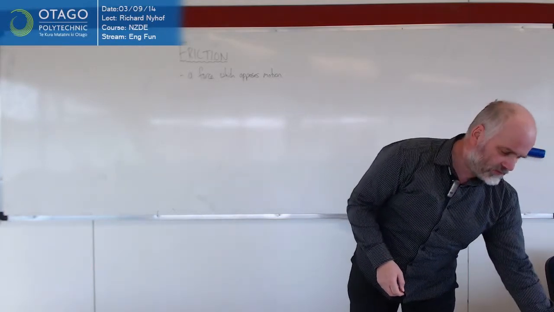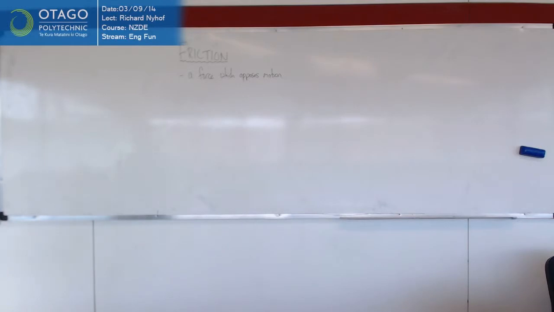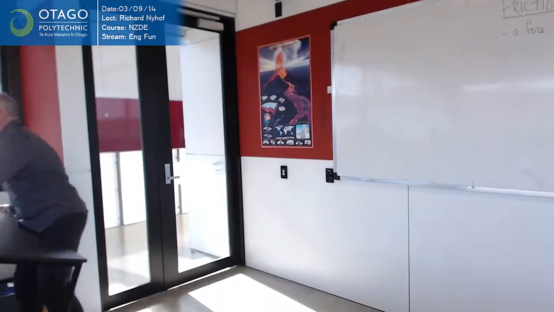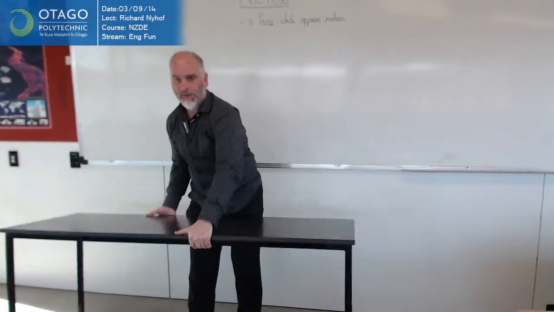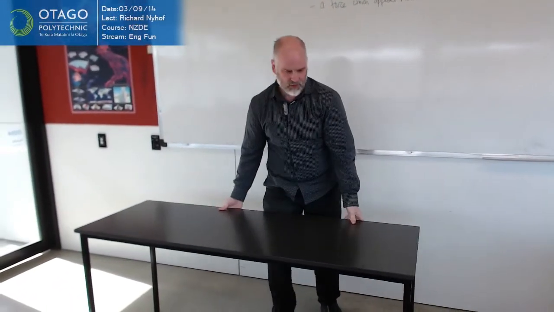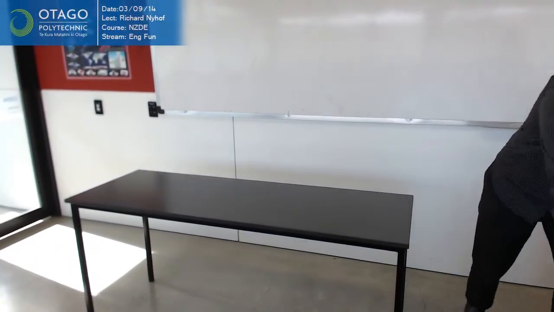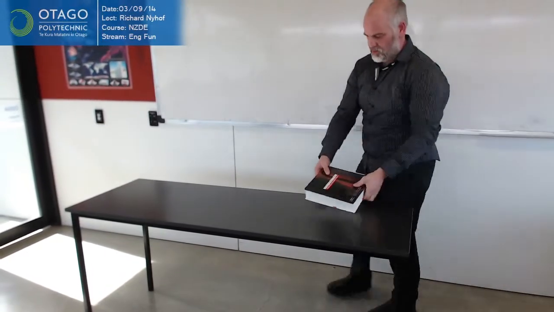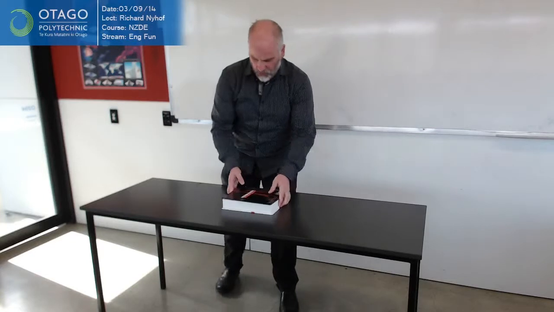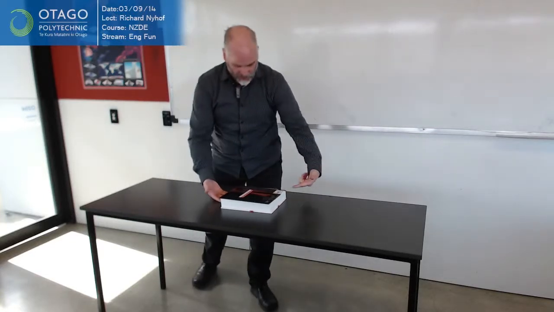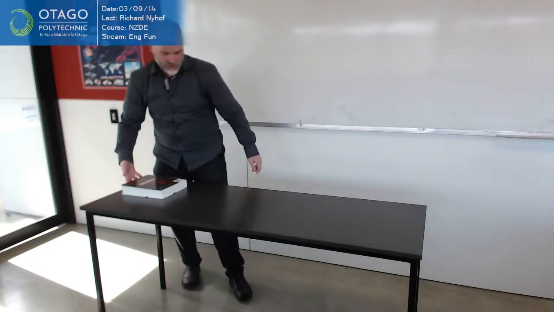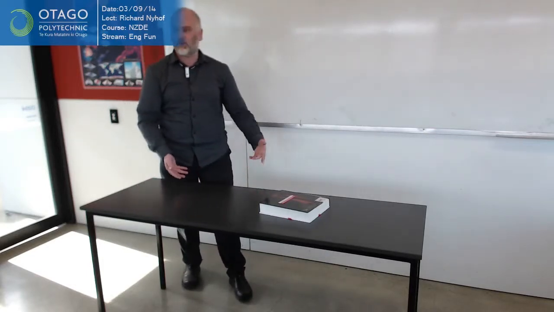So let's get a disc out the front here that we can use. Okay, so the object is going to move on the disc. If I'm pushing it this way, friction is going that way. And if I give it a bit of a shove, see, something's got to stop it.